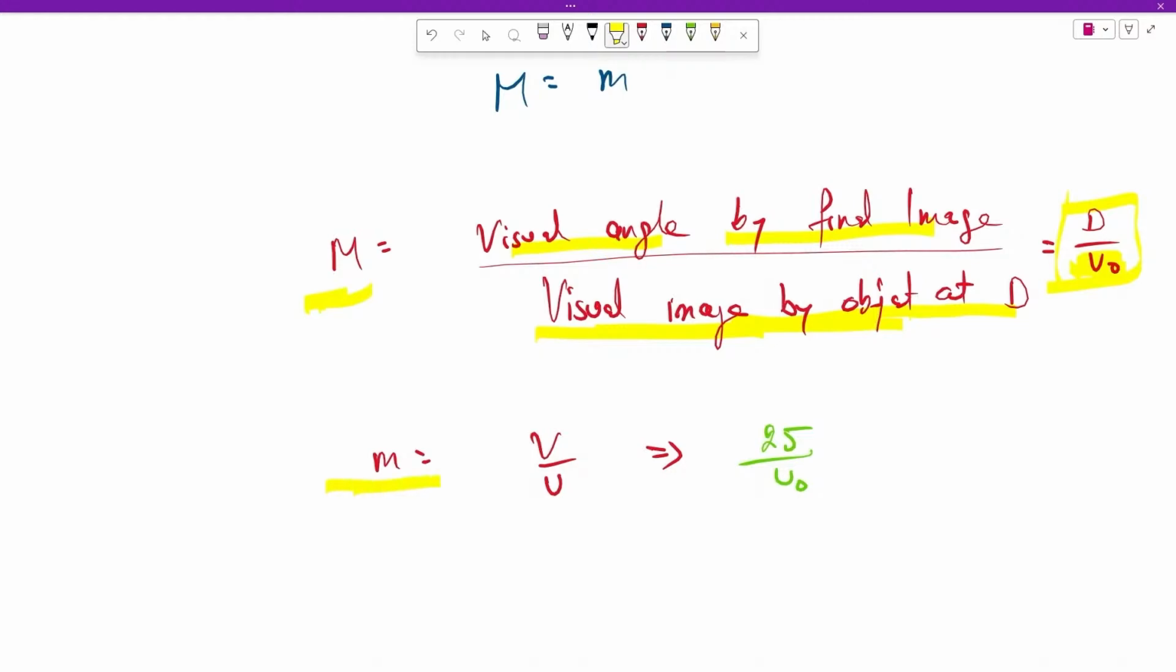Now linear magnification is given as v by u. Here we saw that in this case, when the final image is at D, then we can write v as 25, and u is the object distance, so we can write it as u naught. So we can see here that capital M is equal to small m, or the angular magnification is equal to the linear magnification. So we can say that whenever the final image is forming at D, the angular magnification is equal to the linear magnification.